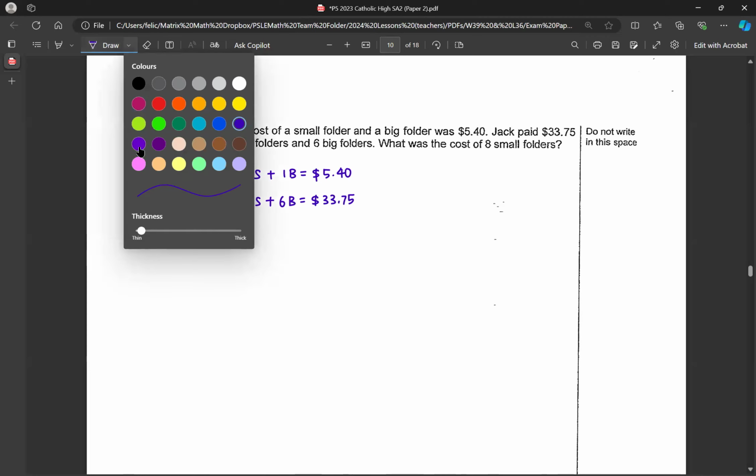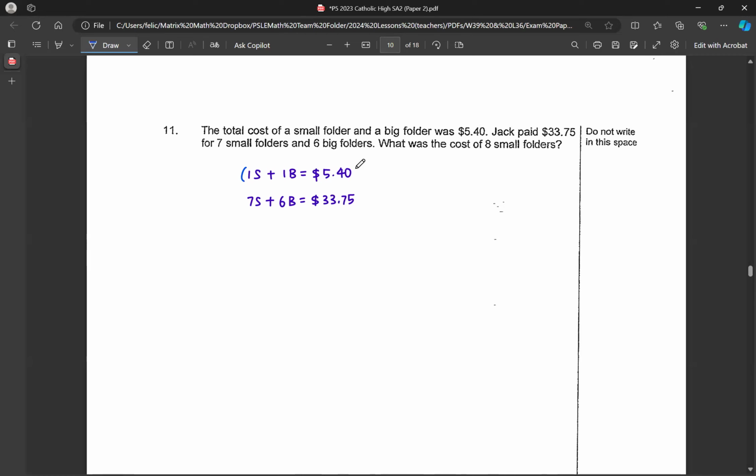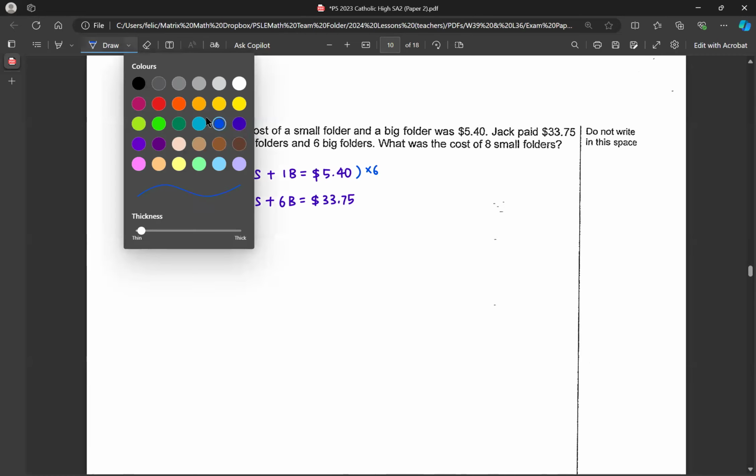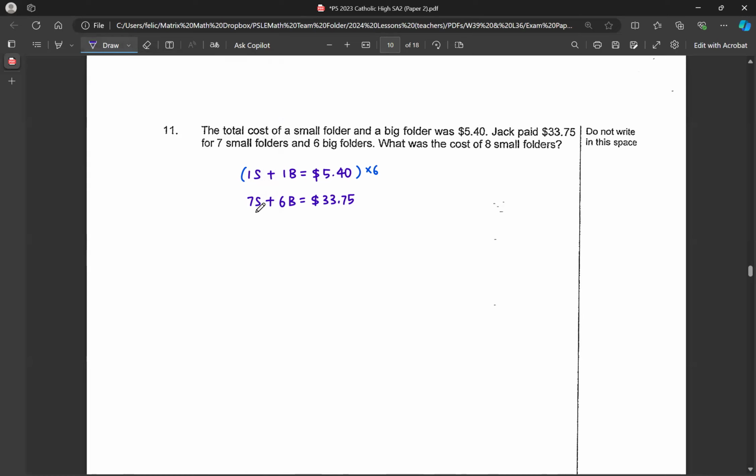I'm just going to multiply the first equation by 6, so that I can conveniently make the big folders the same, and hence my answer will immediately be for the small folders. Let's rewrite the equation. So that will be 6 small plus 6 big. Remember to take 5.40 times 6 also on the calculator. So this is $32.40. Second equation, no change, just recopy it down.